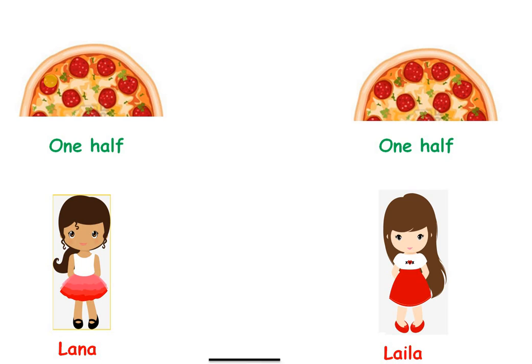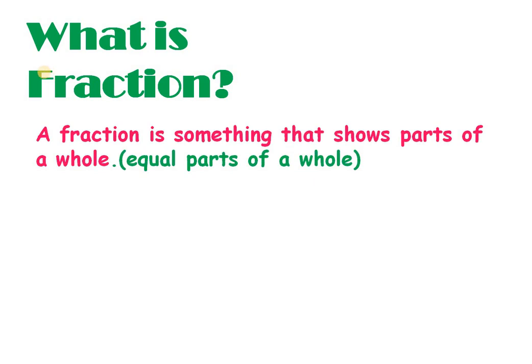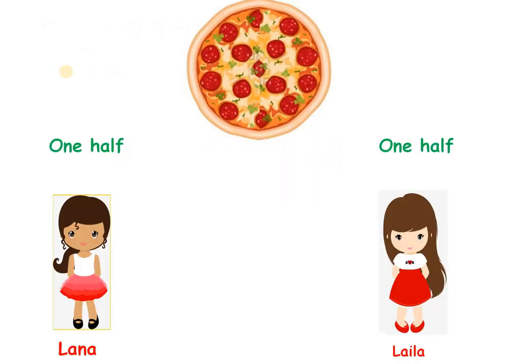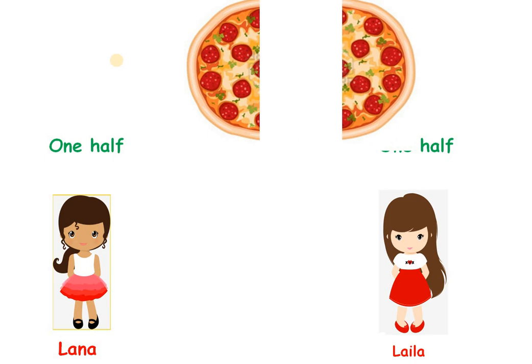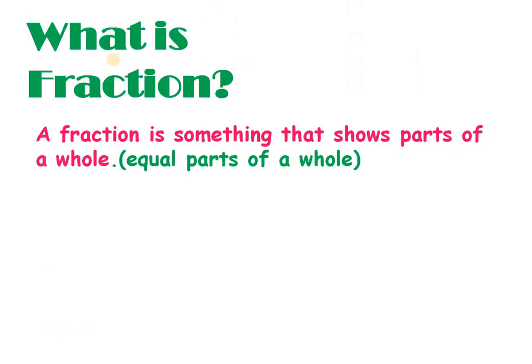What do we mean by half? Half is a fraction. What is a fraction? A fraction is something that shows part of a whole, equal parts of a whole. As Lana and Layla did, they cut the pizza into two equal parts. So again, a fraction shows equal parts of a whole.